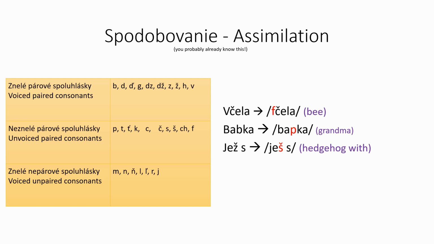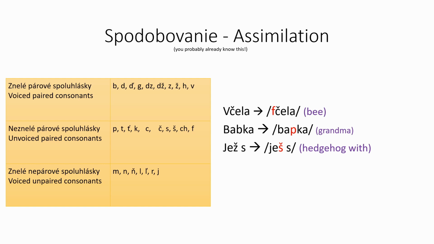And so, which consonant do we assimilate? We assimilate the first consonant. So the voiced consonant is first and the unvoiced is second, which means that both consonants will become unvoiced. So the second consonant is the unvoiced ch, which means both consonants will change to unvoiced. So včela will not be pronounced with a voiced v, however, it will be pronounced with an unvoiced f sound.